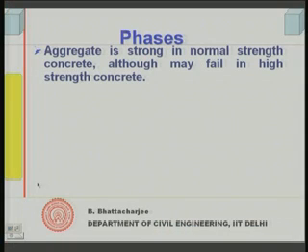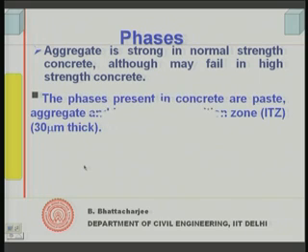Now, we can define various phases in concrete. Aggregate is a strong phase. We have seen that aggregates do not fail, and therefore aggregate is strong in normal strength concrete, and in high strength concrete it can fail. Now, what are these phases present in concrete? I can say aggregate is one phase which is not failing really.